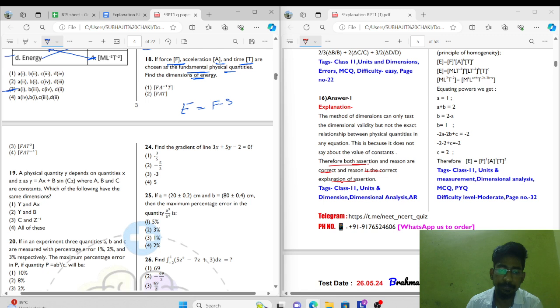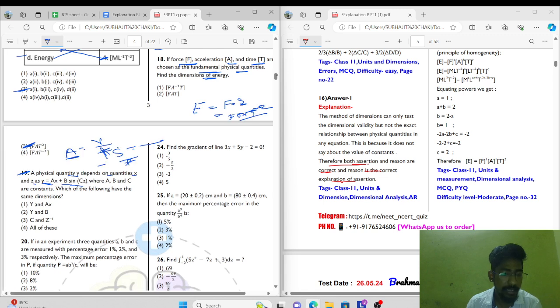Question number 19. A physical quantity Y depends on the quantities X and Z. Y equals A X plus B sin CZ. A, B, C are constants. Which of the following have the same dimensions? First of all, understand this. This is sin theta. Theta is an angle, and angle is a dimensionless quantity. That means CZ is a dimensionless quantity.